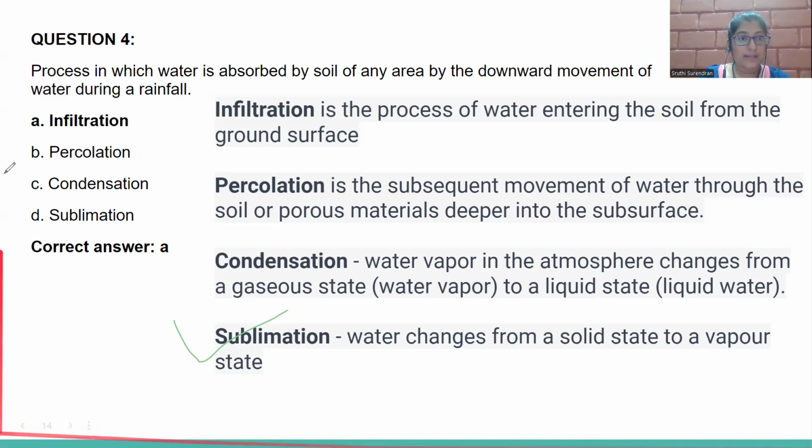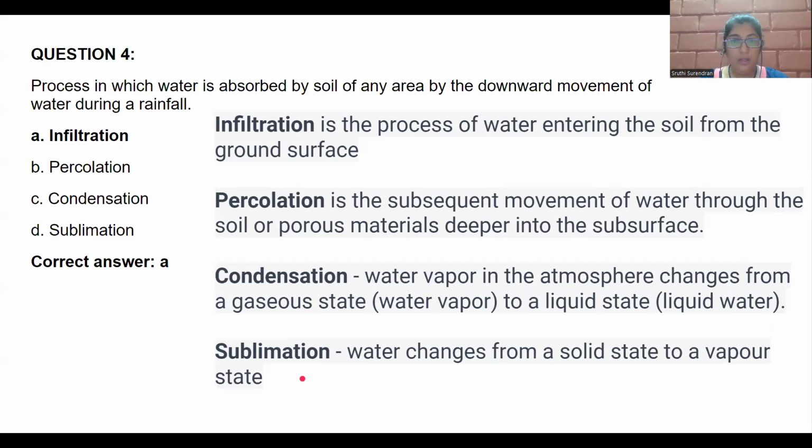this question. So I hope everyone has got an idea about all these terms called infiltration, percolation, condensation, sublimation. Infiltration and percolation are components of the water cycle, whereas condensation and sublimation are not processes in the hydrological cycle. They are nothing but physical phenomena that result in the phase transfer of water.